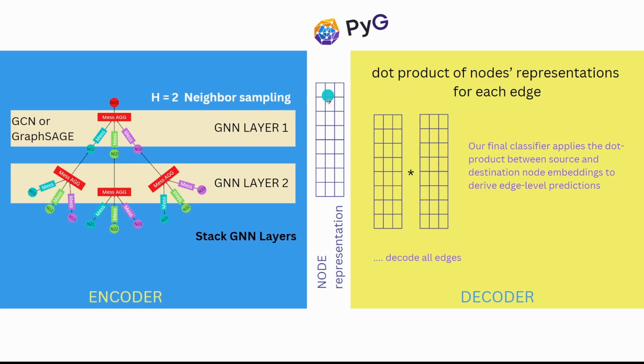So this means here of our vector, of our matrix, of our tensor, the dot product of node representation for each edge. So we have a start node, we have an end node, and those 2 nodes are connected by 1 edge. So our final classifier applies the dot product between the source node embedding and the destination node embedding to derive an edge level prediction. And we do this for one node, for one edge, and for all the different edges. This is the task of our decoder. And then we say, beautiful, this is our auto encoder, decoder structure, and then we have to train it.